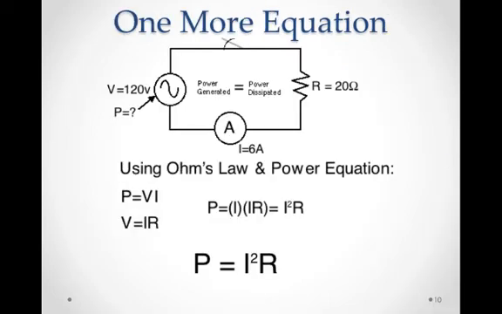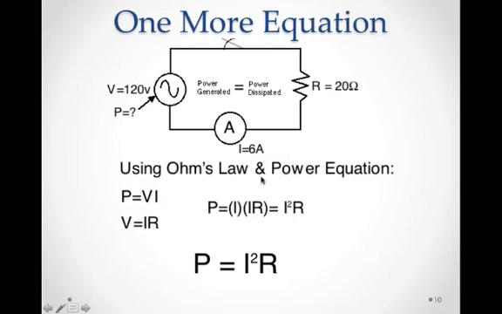But wait, there's more. Just one more equation that ends up being quite handy in certain circumstances, and that is, what if I know the resistance and I know the current, and in a particular case I may not know the voltage? Or sometimes it's just easier because we're talking about losses due to resistance in cabling and that kind of thing. So sometimes we just want to use the current and the resistance in order to find power.